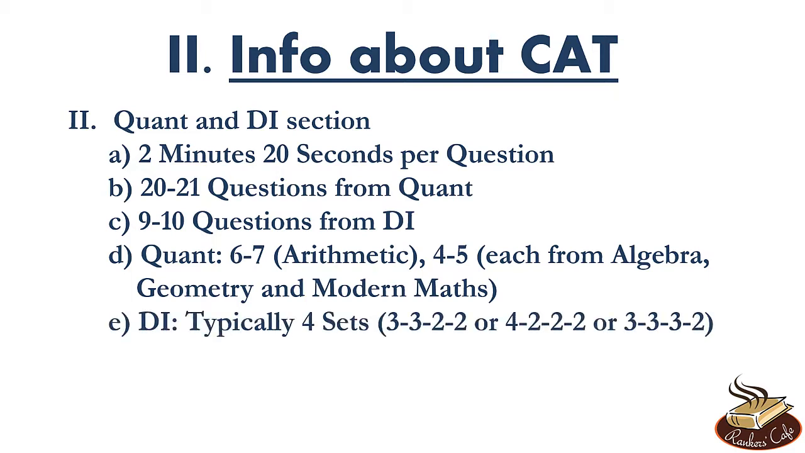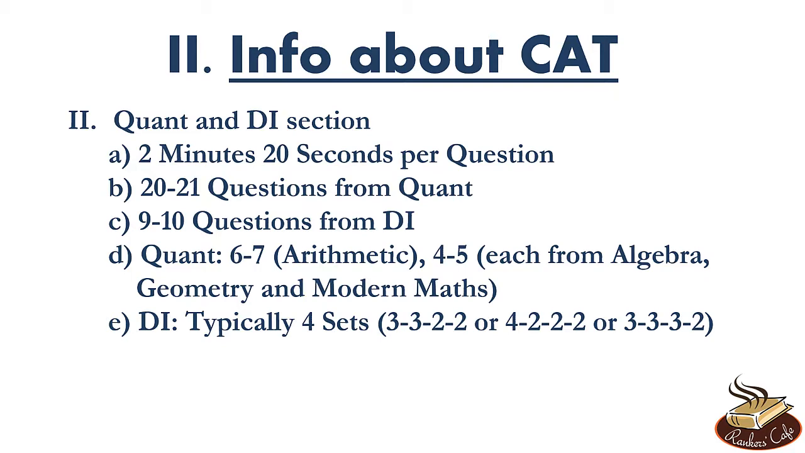In the DI section, you can expect around 4 sets, either 3-3-2-2 questions, or 4-2-2-2 questions, or 3-3-3-2 questions, depending on the paper. But you can expect around 10 or 11 questions in DI, and generally 4 sets. Now, one question that students typically ask is how many questions to attempt in order to score 98 plus percentile or say 99 plus percentile.